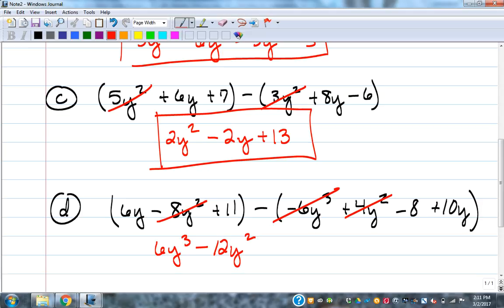6 minus 10, which would be negative 4. So those are done. And then we have 11 minus negative 8, plus 19.